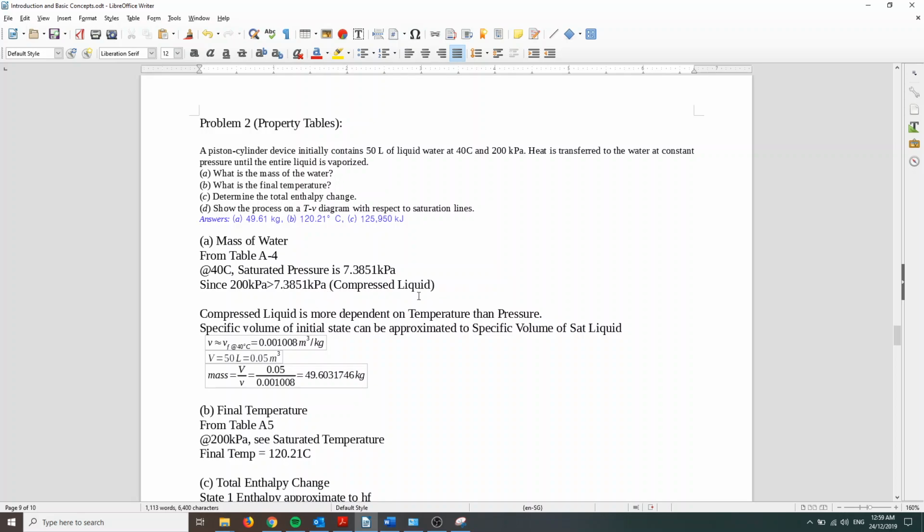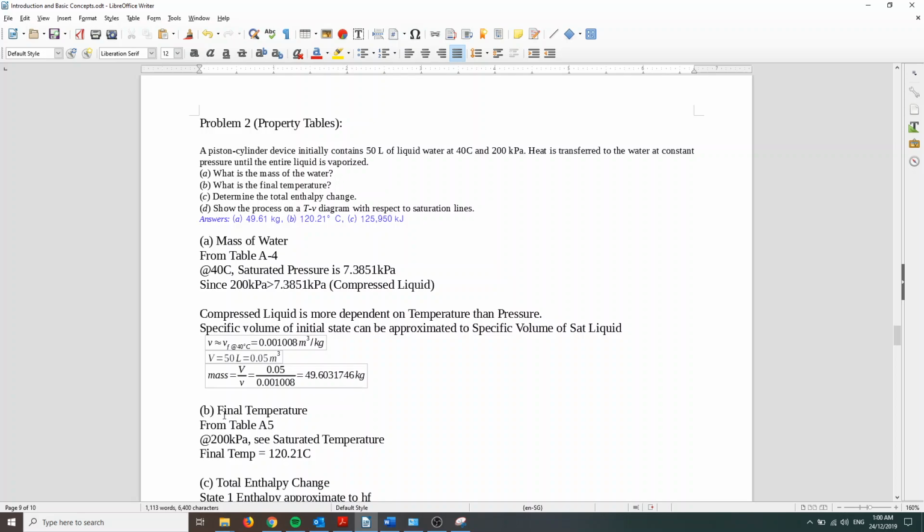What we learned from the previous video is that compressed liquid is more dependent on temperature than pressure. Therefore, we can approximate the specific volume as the saturated liquid value at that temperature. I can approximate it as the VF at 40 degrees Celsius, and that will be 0.001008 meter cube per kilogram. Volume is 50 liters, which is 0.05 meter cube. To find the mass, I use the total volume divided by the specific volume. Simple question.